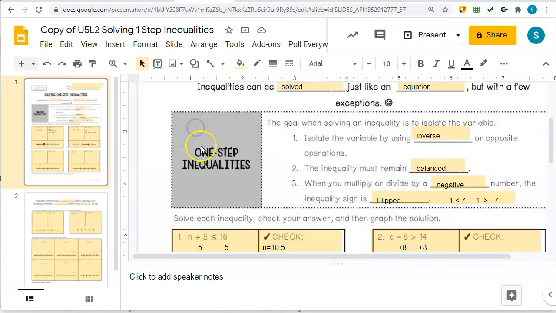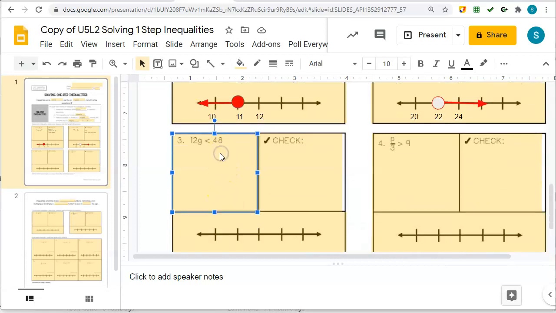Here we've got a multiplication. So how are we going to get, and we can visualize this one as that is the same as 12 times g is less than 48. Well, how are we going to get rid of a multiply by 12? Well, let's divide both sides by 12. And so then we're going to get g is less than 4.